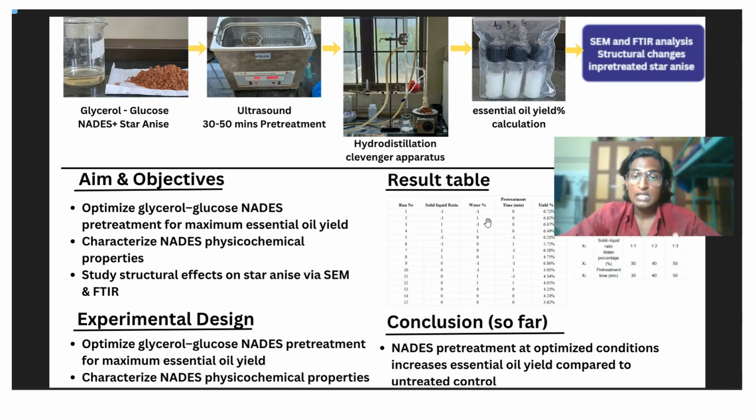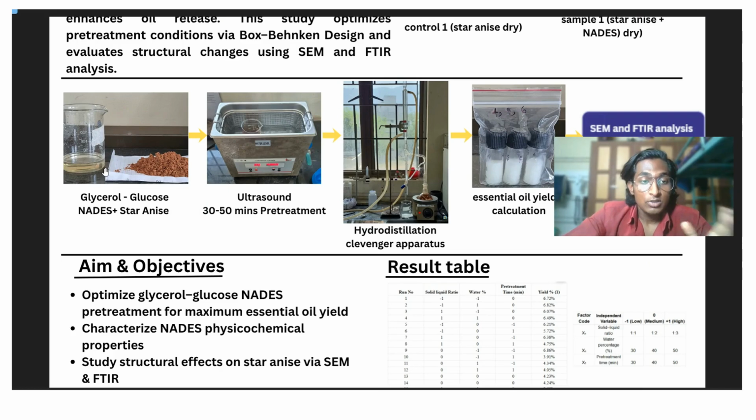So it differs. Mostly the thing with the table is that among the 15 runs, the run in which the value comes to the maximum will give the highest yield. So how do we calculate the yield? After we mix the glycerol and glucose with the water, we pre-treat the sample, and after pre-treating it for the particular time, we hydrodistillate it.